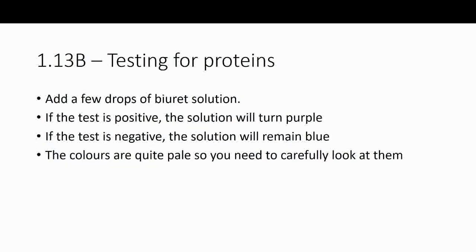To test for proteins, add a few drops of biuret solution. If the test is positive, the solution will turn purple. If the test is negative, the solution will remain blue. The colours are quite pale, so you will need to look very carefully at them.